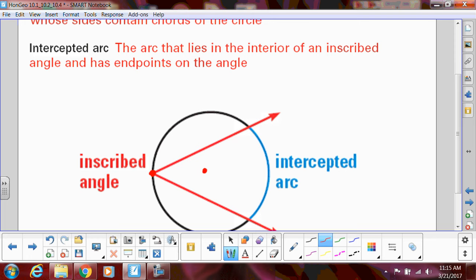And then the intercepted arc is important. That's going to be the arc that is in the interior of that inscribed angle and has endpoints on the angle. So that's the arc that we're talking about. It's inside of the circle. I think of it as if these were laser beams shooting out: what arc does it cut off of the circle?